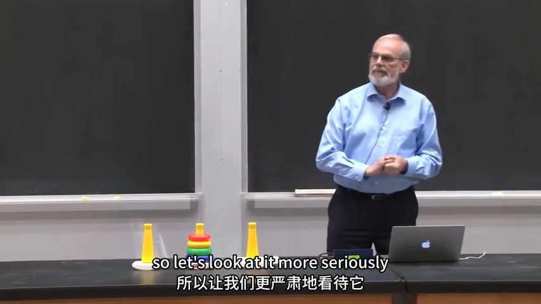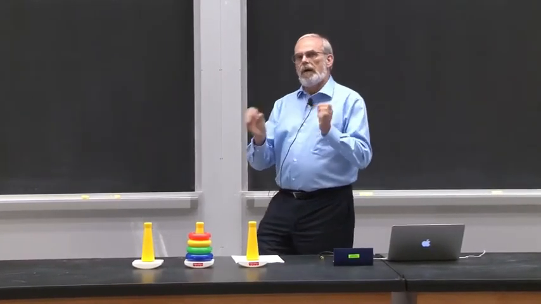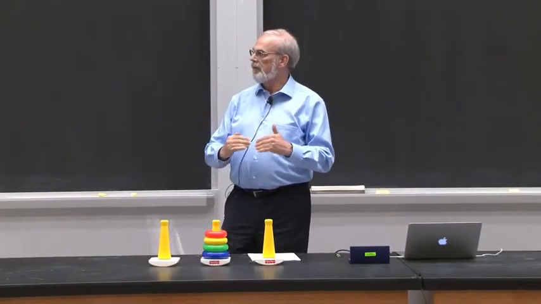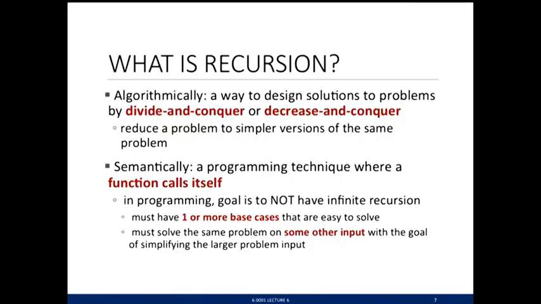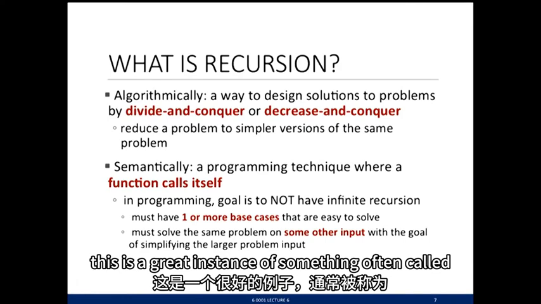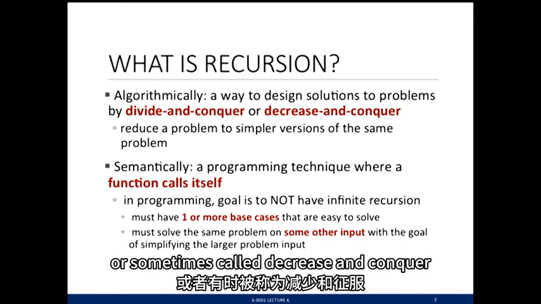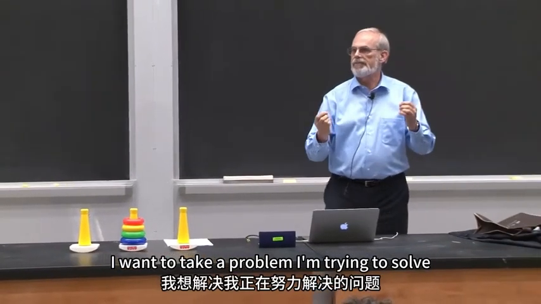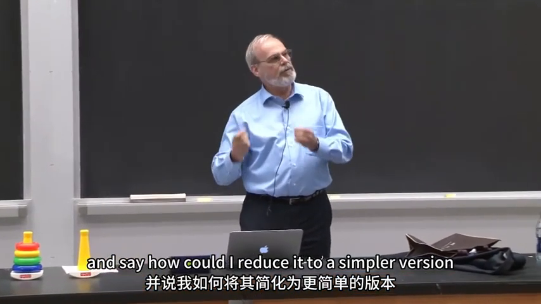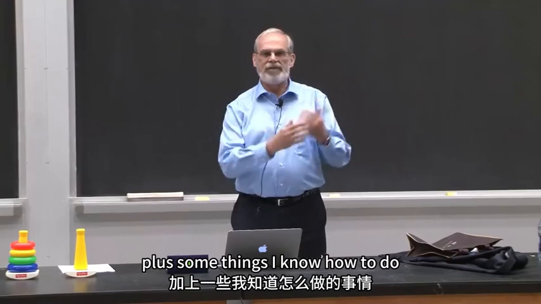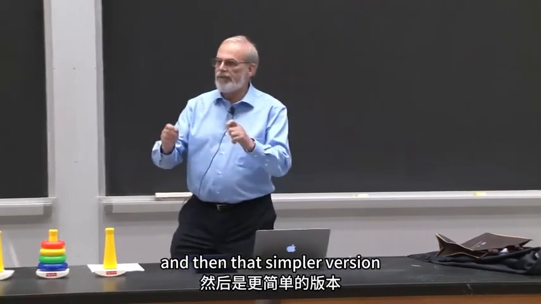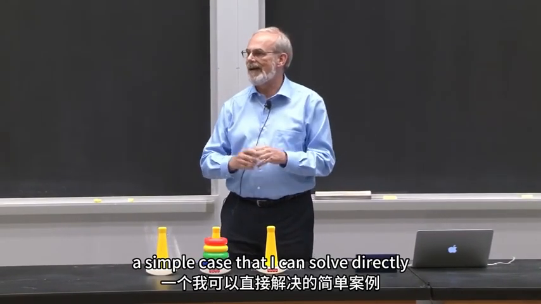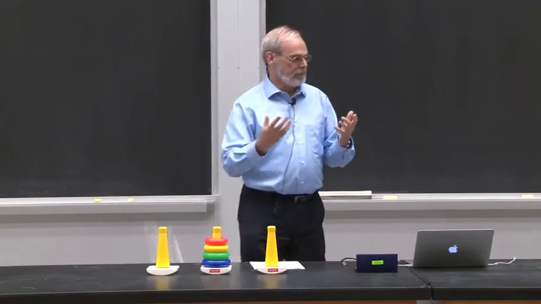So let's look at it more seriously. What is recursion? I want to describe it both abstractly or algorithmically and semantically, or if you like, in terms of programming. Abstractly, this is a great instance of something often called divide and conquer, or sometimes called decrease and conquer. And the idea of recursion is I want to take a problem I'm trying to solve and say, how could I reduce it to a simpler version of the same problem, plus some things I know how to do? And then that simpler version, I'm going to reduce it again and keep doing that until I get down to a simple case that I can solve directly. That is how we're going to think about designing solutions to problems.